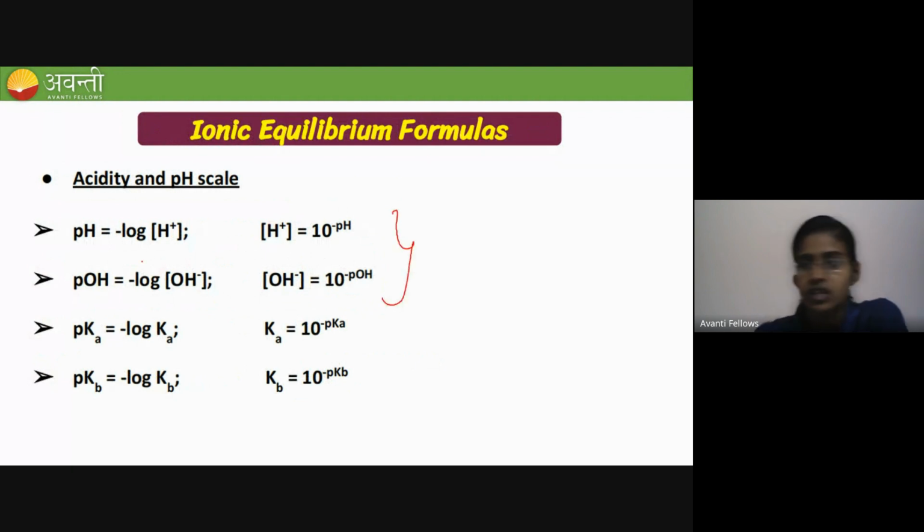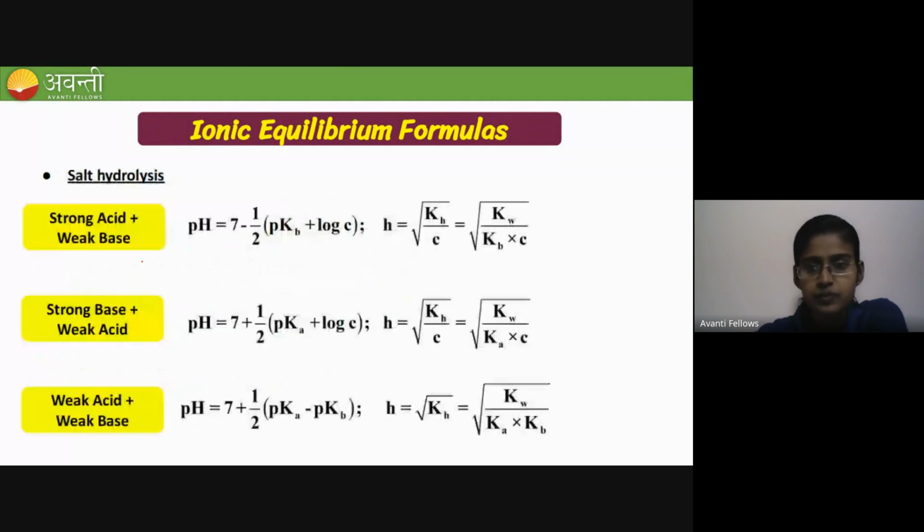Then the salt hydrolysis. We have three combinations. One is strong acid and weak base. For that, use this to find out the pH. Log C, C is nothing but the concentration. And for strong base and weak acid, just put plus instead of minus, and instead of Kb, you put Ka. And for weak acid and weak base, you have to use the third relation. Got it? And these are the formulas to find out the hydrolysis. H is hydrolysis. You have to note down all the formulas and memorize all the formulas. There is no other way.